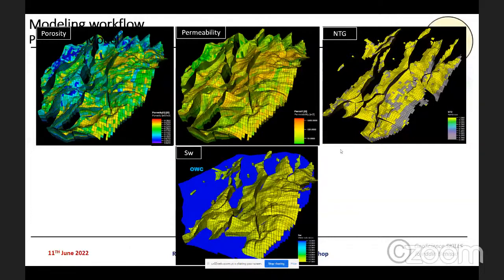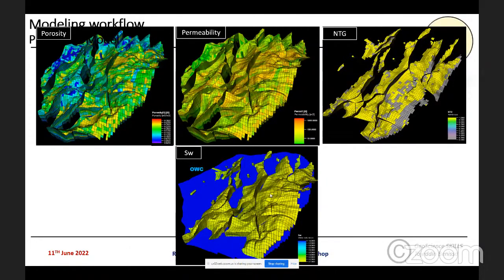Now this is an example for Gulfix. We have some pictures here for Gulfix. We have a porosity model, a porosity grid, and a permeability cellular grid. We have a net to gross grid, and finally we have a water saturation grid.